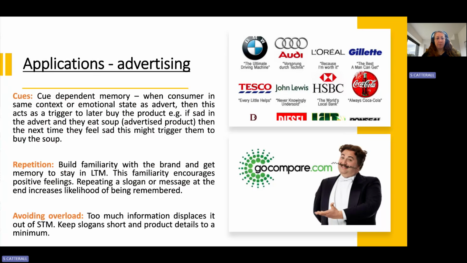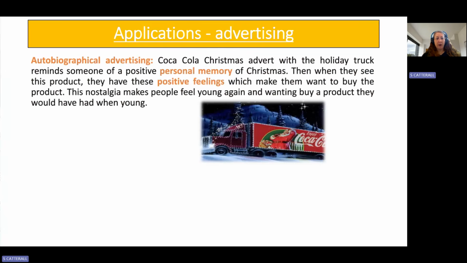And finally, we've got autobiographical advertising, because we've got another application as well. So, for example, as we've seen in the Braun study, we can activate someone's personal memory, and that then creates a feeling of nostalgia, and you feel really good and positive about that product. So the Christmas advert for Coca-Cola makes everyone remember Christmas because it always comes on the TV. And so you think positive feelings because you're happy it's Christmas, then you're happy to have a Coca-Cola. So it creates those positive feelings, and you're more likely to buy the product because it makes you feel good.